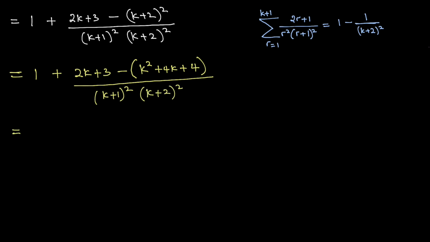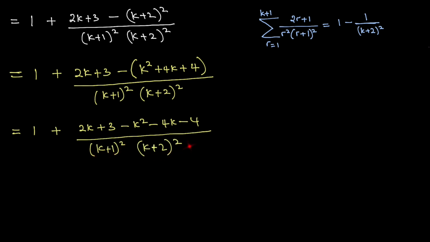That will be equal to, what I need to do now is to simplify this side, because I want that side to look like that. So I need to write a plus, and I'm going to write the 2k plus 3 minus, what I've done is I open the bracket, so this is minus 1 here, minus times k squared is minus k squared, minus times 4k is minus 4k, minus times 4 is minus 4. So I just open the bracket here, divided by (k+1)^2 (k+2)^2. And then now I need to simplify that.